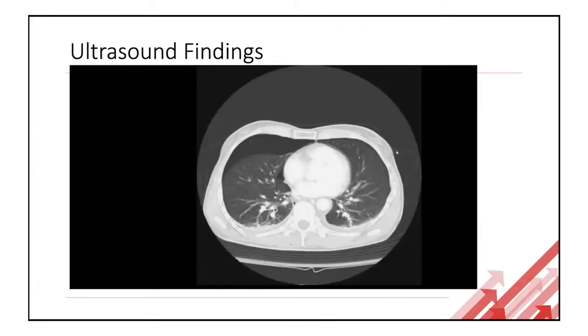This is what you're actually visualizing when you see a lung point on ultrasound. You're putting your linear transducer right at the border of the pneumothorax. So on one side, you're seeing lung sliding. On the other side, you're seeing no lung sliding. If you see this, think pneumothorax.